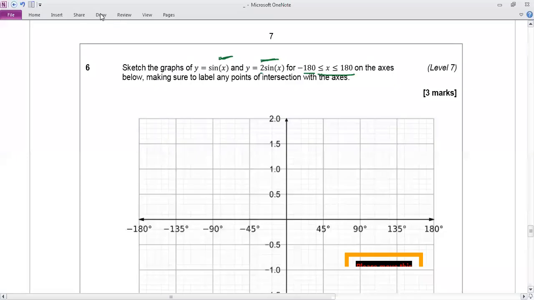I have to sketch the graph. First, I will use the green pen for sketching y equals sine x. For sine x, a similar method applies as you have to sketch. So what you should do is only take the values.